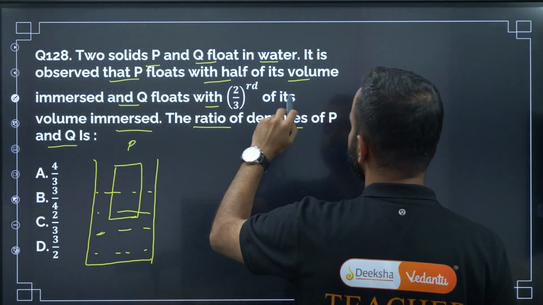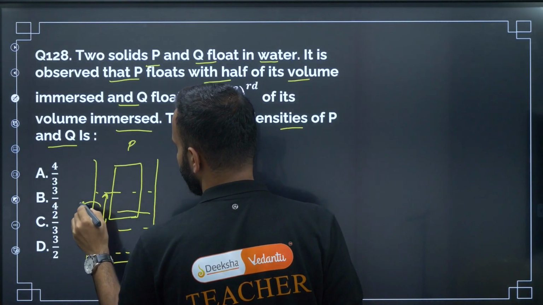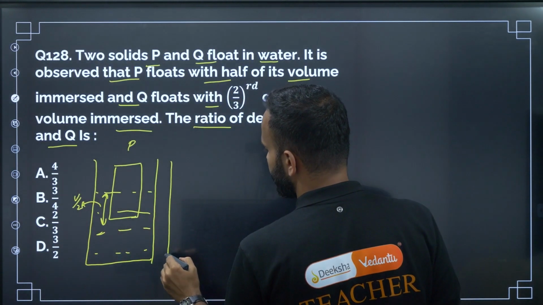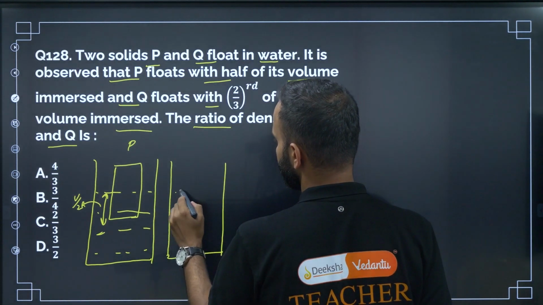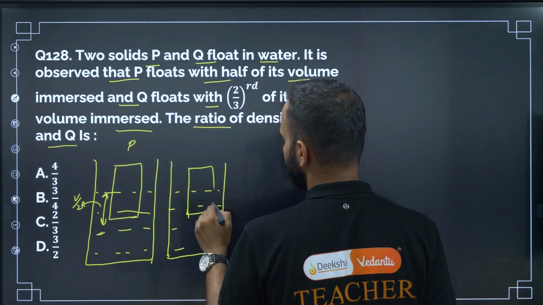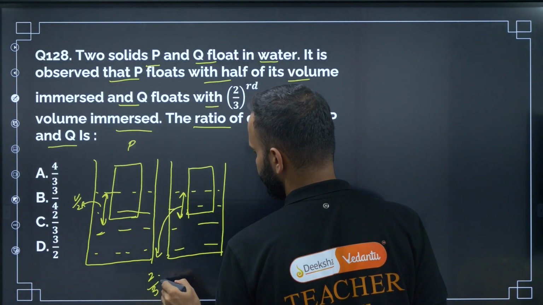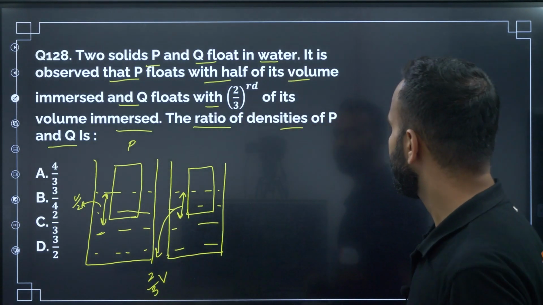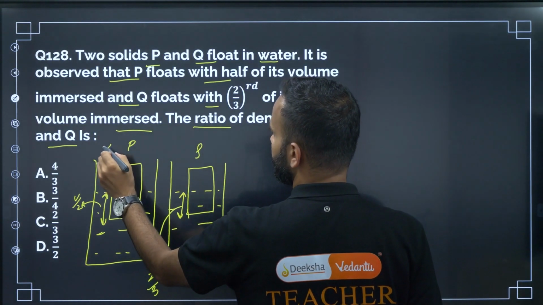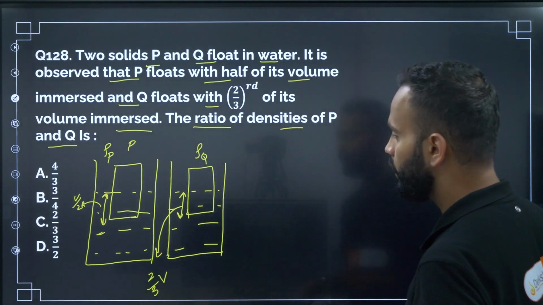It is observed that P floats with half of its volume immersed. Half of the volume is immersed, right? That is V by 2. In the second one, that is Q, Q also floats, right? But 2/3 of its volume is immersed, isn't it? 2/3 V. Now we need to find the densities of P and Q. Here, let's say rho P is the density of P and rho Q is the density of material Q.